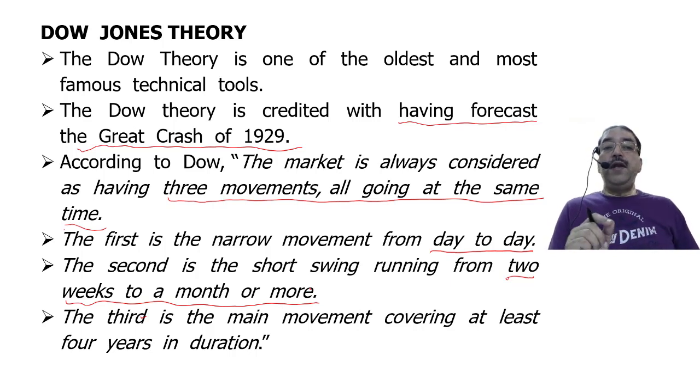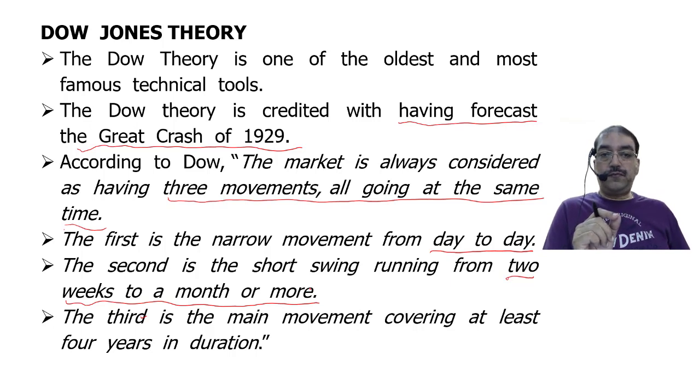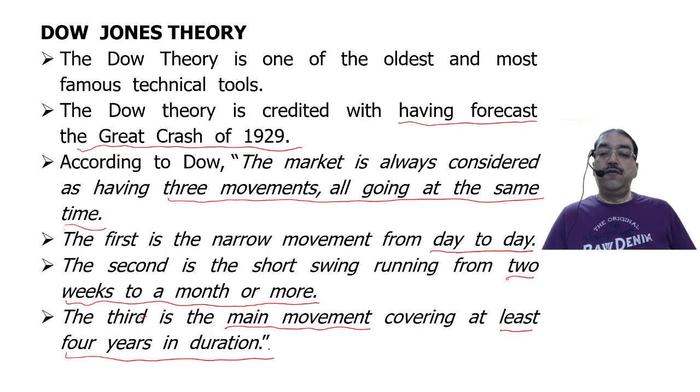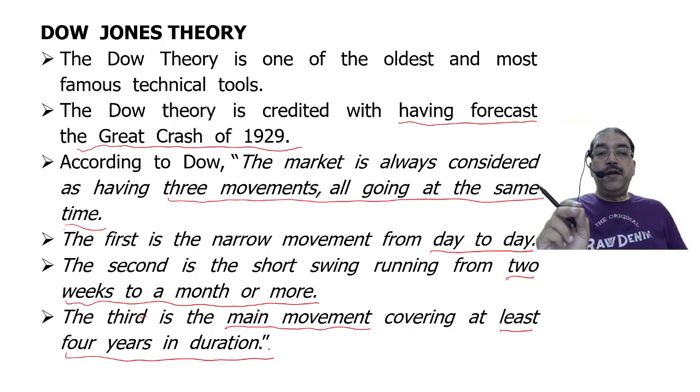Okay, so the primary trend, or the initial trend that is going to be shown, will indicate whether the market is a bull market or a bear market. The third is the main movement, covering at least four years in duration. The first movement, the primary trend, the day-to-day movement, is a key indicator of what is going to happen in future.